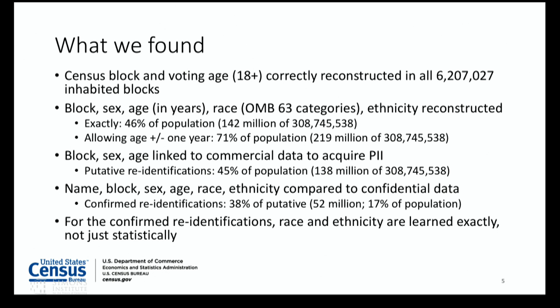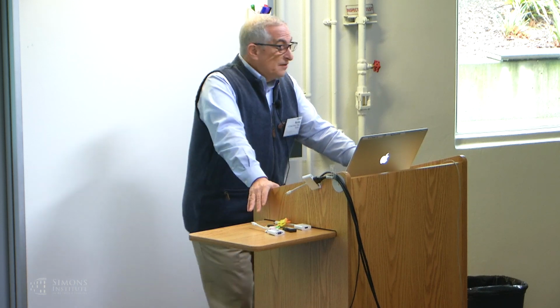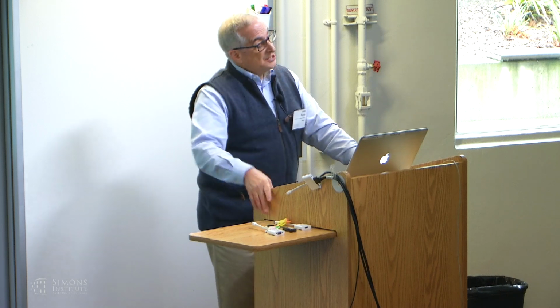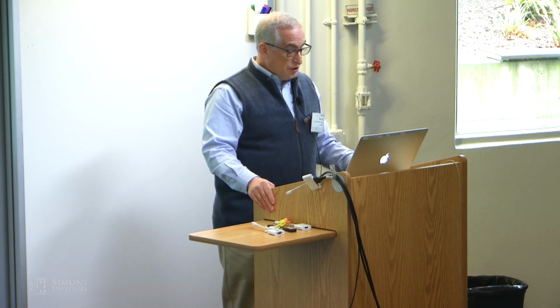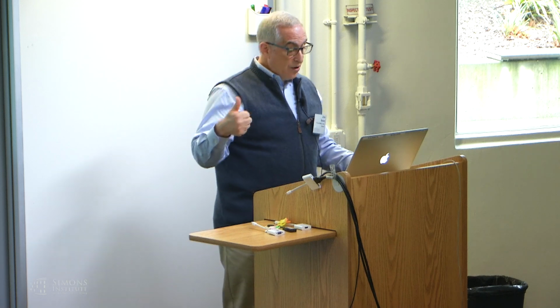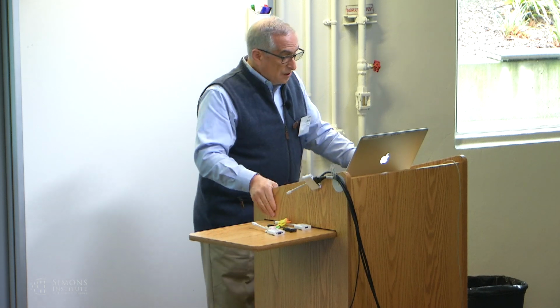So you already know that if the system was supposed to be designed to protect against this kind of risk, it has a vulnerability, because you got 46% of them exactly right, and in the confidential data, in that set of variables, more than half the records are population uniques. When we did the putative re-identification, 45% of those records, just using block, sex, and age, acquired a unique name and address. So that's a 45% putative re-identification rate.